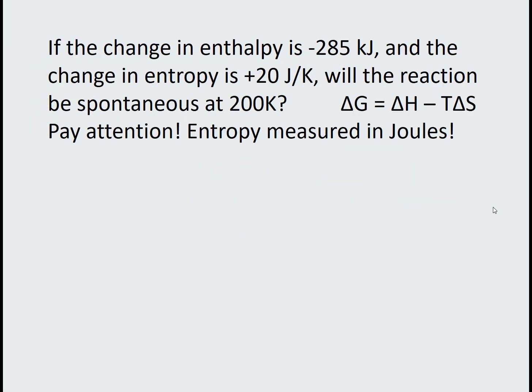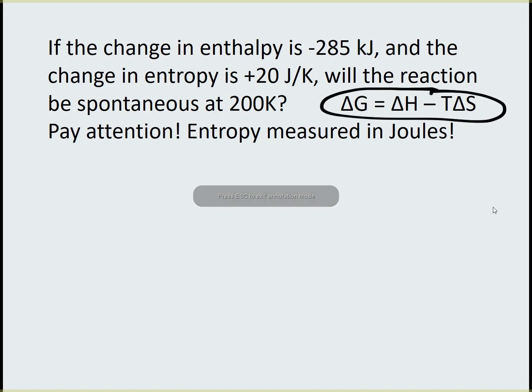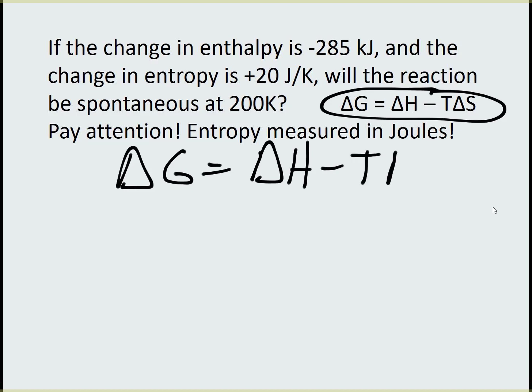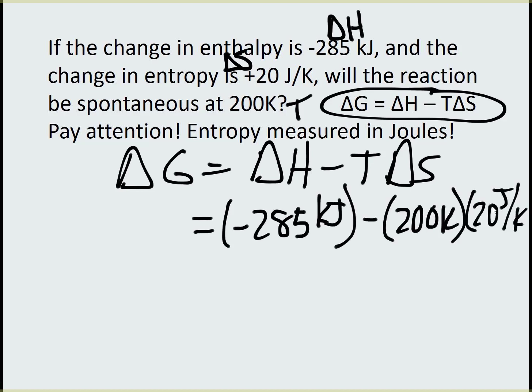Let's go ahead and do a problem using the Gibbs free energy equation, which is right here. So delta G equals delta H minus T delta S. And let's identify what we have in our equation. If the change in enthalpy is, so this is our delta H, and the change in entropy, so this is our delta S, will the reaction be spontaneous at this temperature? So there's our temperature. So let's go ahead and plug it into our equation. So this is setting up our equation.